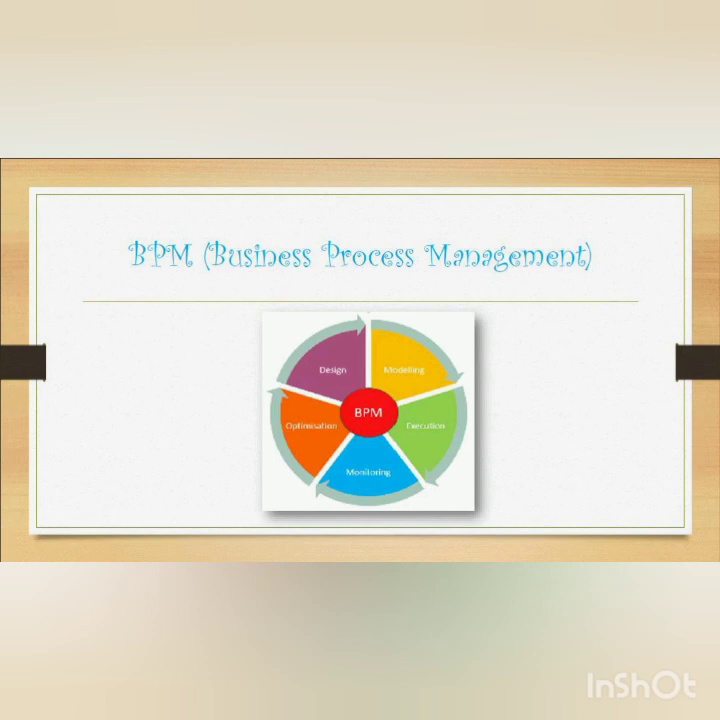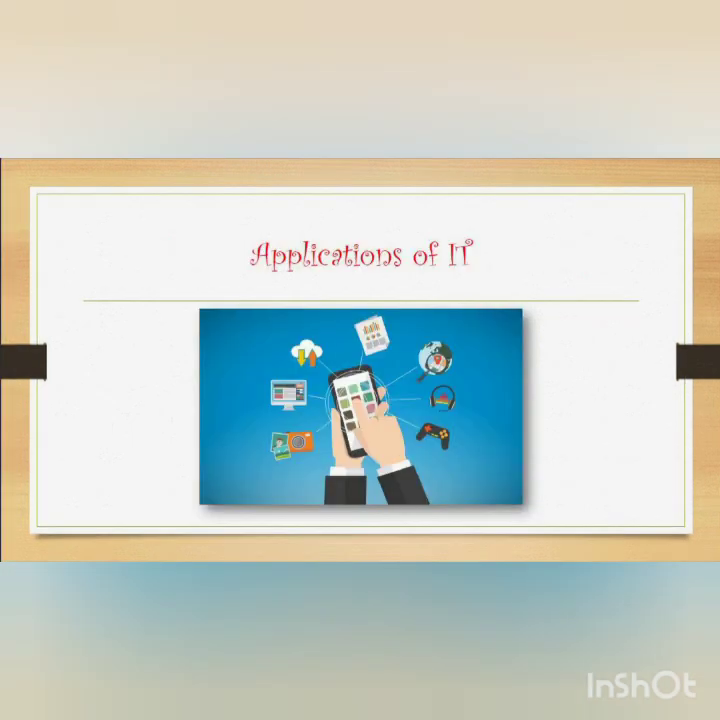Suppose something is wrong, or something can be corrected, or some new features can be added, it will be done in the optimization phase. This BPM is an ongoing process. It will never stop. It is helping businesses in private sectors or government sectors to run smoothly, or they can improve according to the feedback they are getting through BPM.